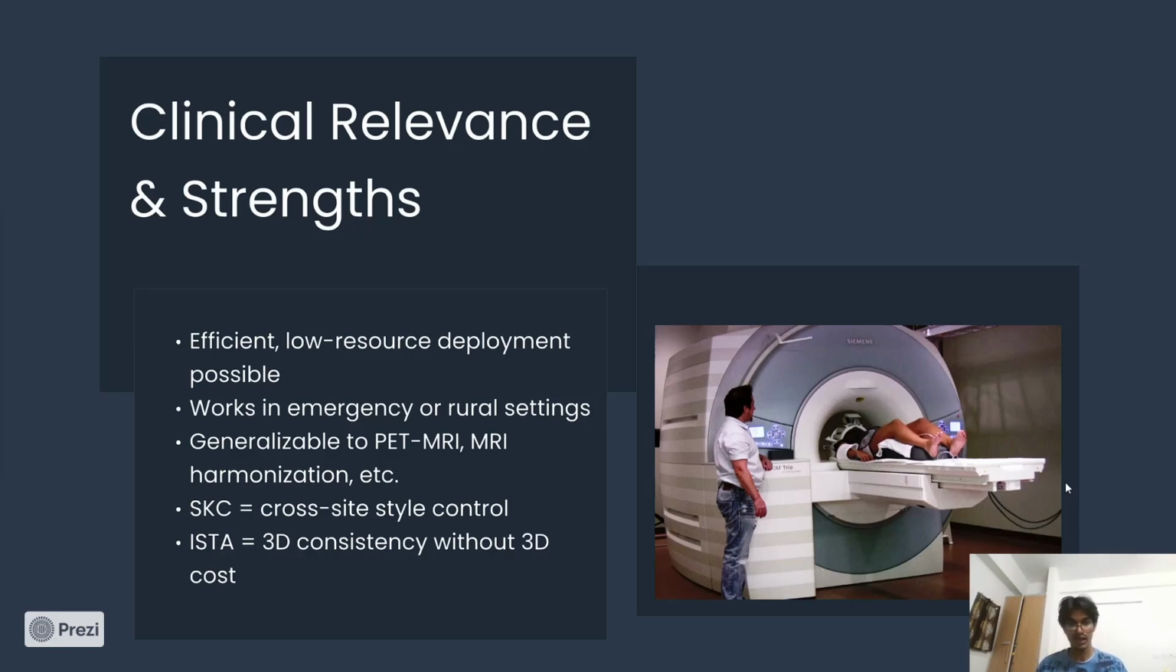ISTA makes sure that each slice is generated in a way that lines up with the others, so there are no weird jumps or mismatches between them. Basically, it generates all the images in a parallel way and sees the whole image like 3D. It gives the feeling of a full 3D model without the high cost of actually using one.